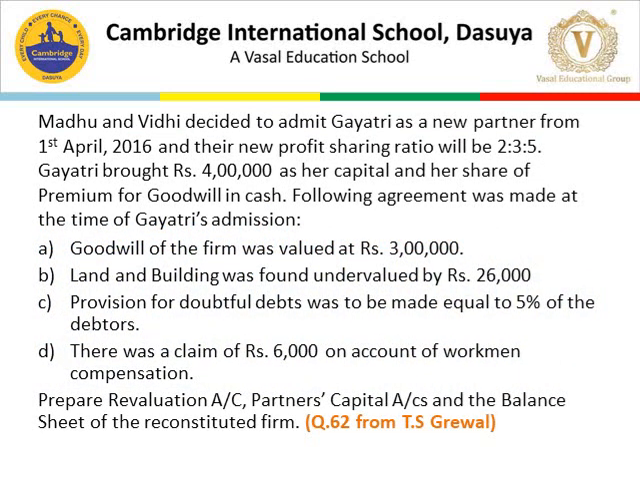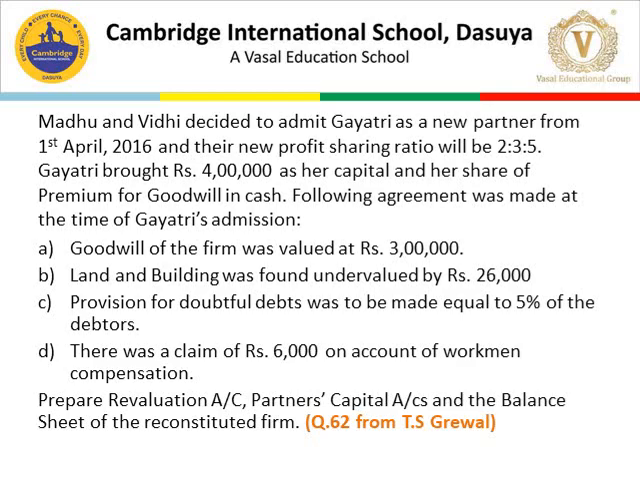Madhu and Vidhi decided to admit Gayatri as a new partner from 1st April 2016, and their new profit sharing ratio will be 2:3:5. Gayatri brought rupees 4 lakh as her capital and her share of premium for goodwill in cash. The following agreement was made at the time of Gayatri's admission. A. Goodwill of the firm was valued at 3 lakh. B. Land and building was found undervalued by 26,000.